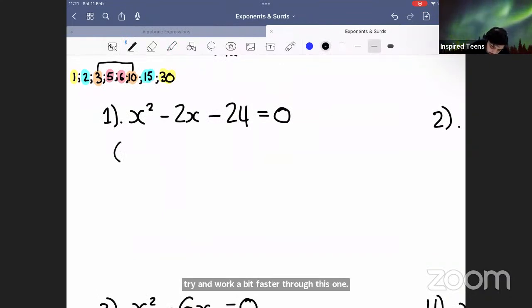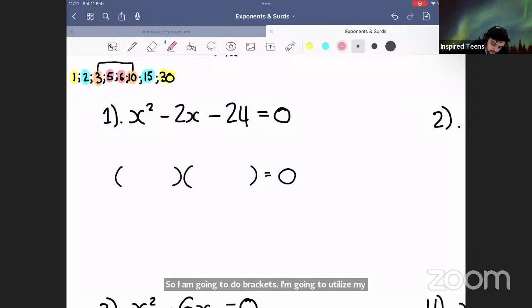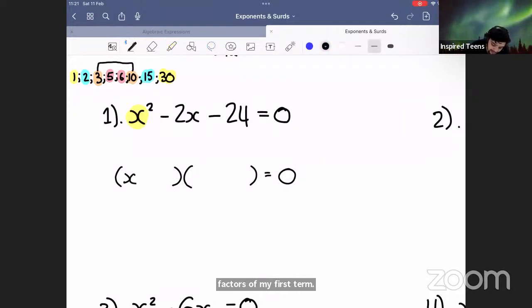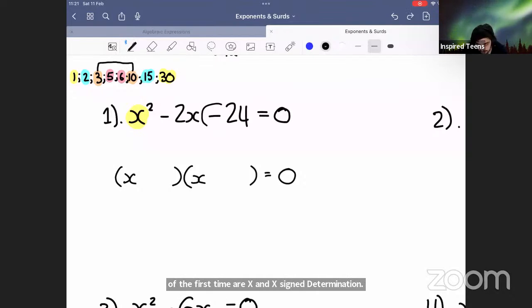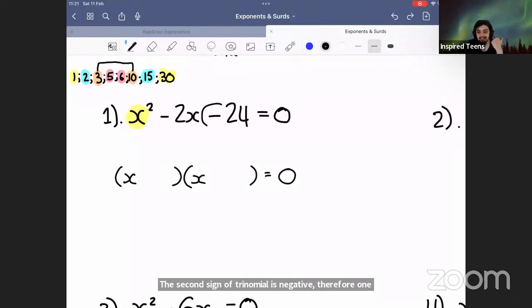So I have x squared minus 2x minus 24. So I am going to do brackets. I'm going to utilize my factors of my first term. Factors of the first term are x and x. Sign determination. The second sign of the trinomial is negative. Therefore, one becomes negative, one becomes positive. Does it matter which bracket I put it in? In this case, no, because both are x as the first factor.